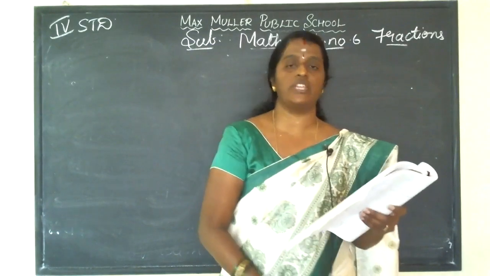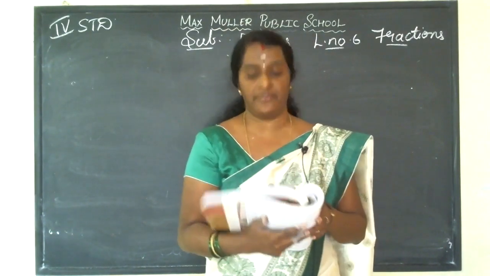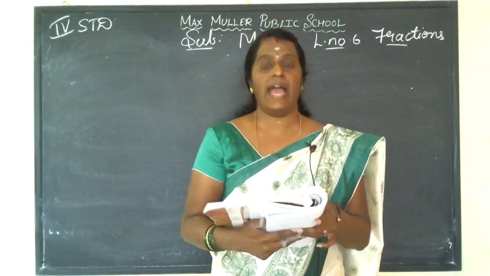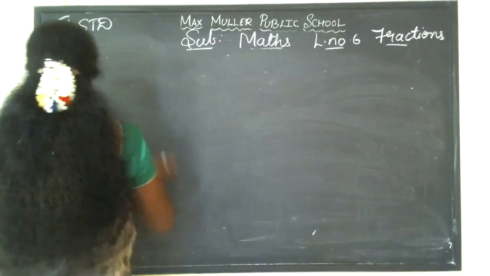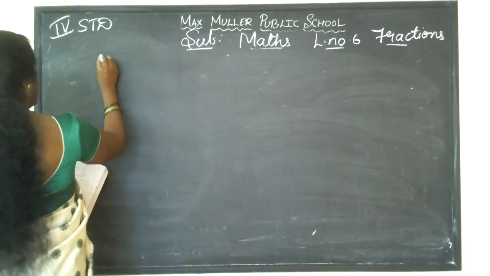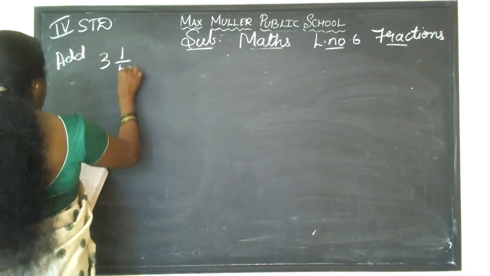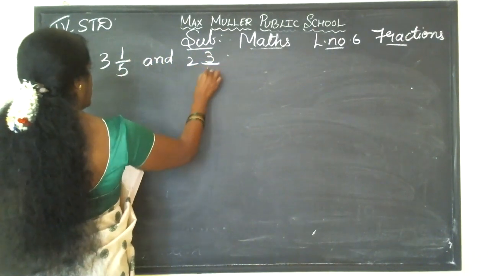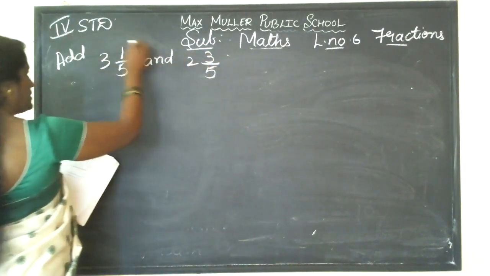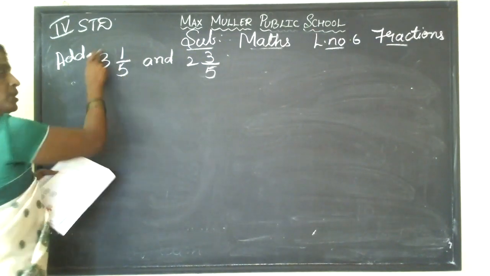See, now we finished equivalent fraction. We'll start addition and subtraction of like fractions. Addition: add 3 1 by 5 and 2 3 by 5. See here, for example, this is the first method. As I told, this is numerator, this is denominator, and this is whole number.